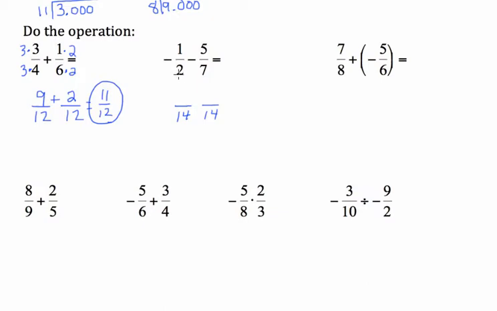Otherwise, how do you use your denominator as a clue? How do you turn 2 into 14? By multiplying by 7. Do the same thing on the top. How do you turn 7 into 14? By multiplying by 2.